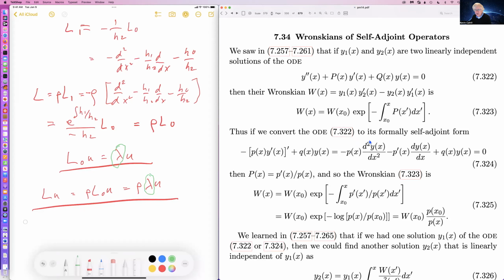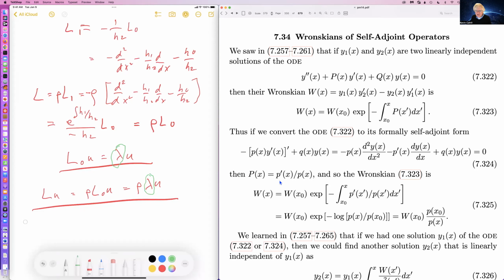So what about the Wronskian of a self-adjoint operator? Well, if we start out with an arbitrary differential equation, we know the Wronskian can be written in this way. If y1 and y2 are two solutions of the differential equation, then their Wronskian can be written this way in terms of p. And so we can convert this ODE into its formally self-adjoint form.